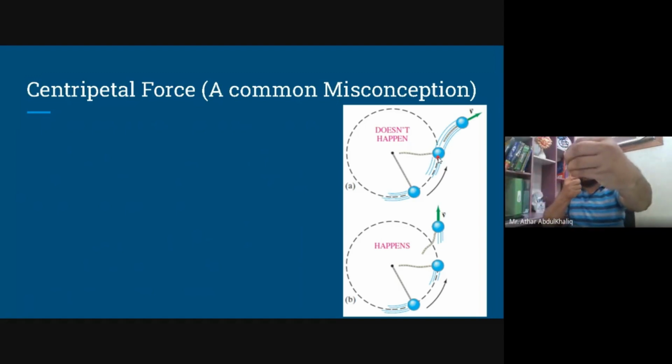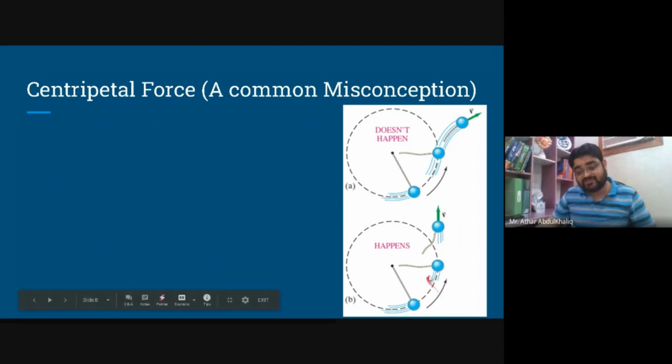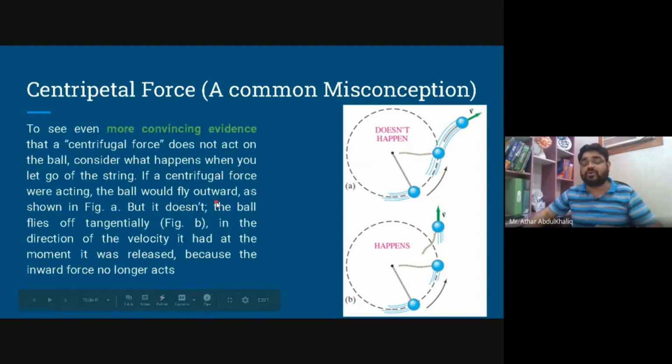So if there was a centrifugal force, it should move away straight. But when you release it, what happens? Rather than moving away, the ball moves along the tangential velocity. It means there was no other force. There was only a reaction force that stays only for the time when you were applying the centripetal force.